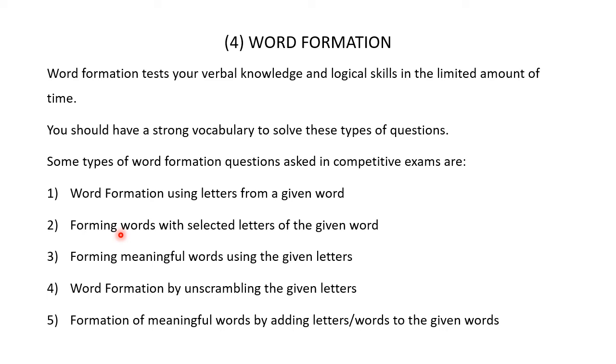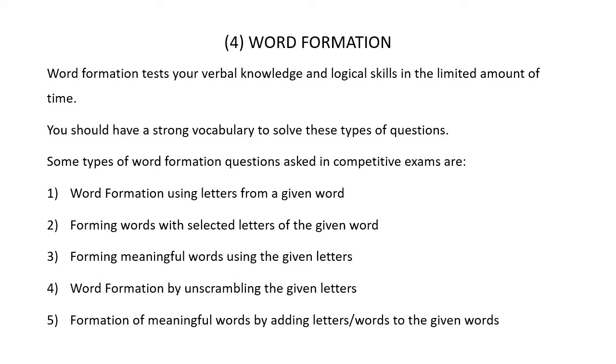Next is forming words with selected letters of the given word. In this type, you will be given a word and you will be asked to form new words using selected letters of the given word. For example, you may be asked to form a new word using the first, second, and fourth letters of the given word, or second, fourth, and fifth letter of the given word, and so on. So you have to form new words with selected letters of the given word.